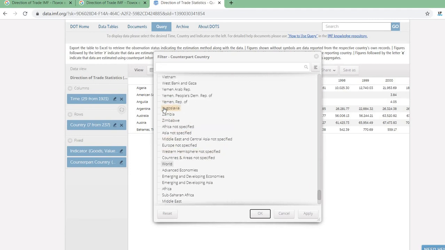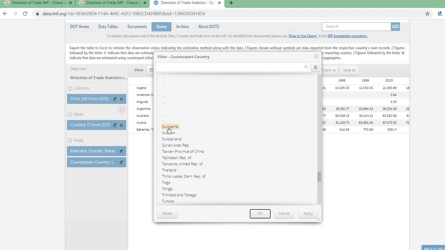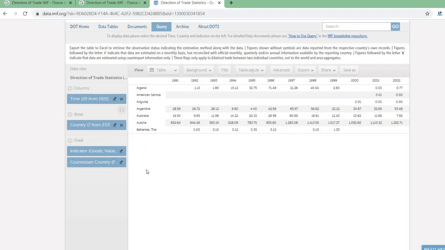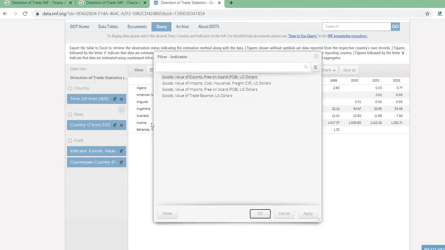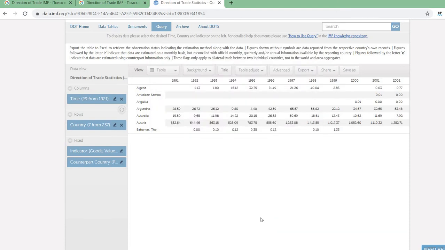Okay, so finally I select counterpart country. So in this menu you can choose only one country. And since I am analyzing Polish international trade, I am choosing Republic of Poland. And indicator. So here you have value of exports and value of imports. Let's choose value of exports.